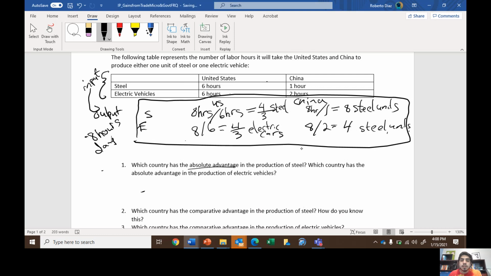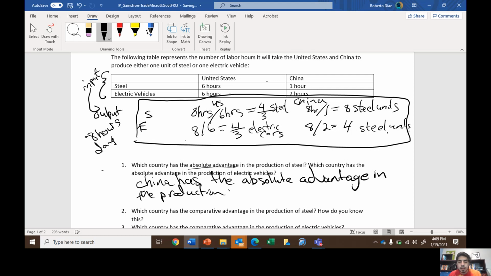So in the production of steel, we see that the United States in an 8-hour workday can produce 4/3 units of steel, and China in an 8-hour workday can produce 8 units of steel. So China has the absolute advantage in the production of steel, and then it asks you to explain, right?